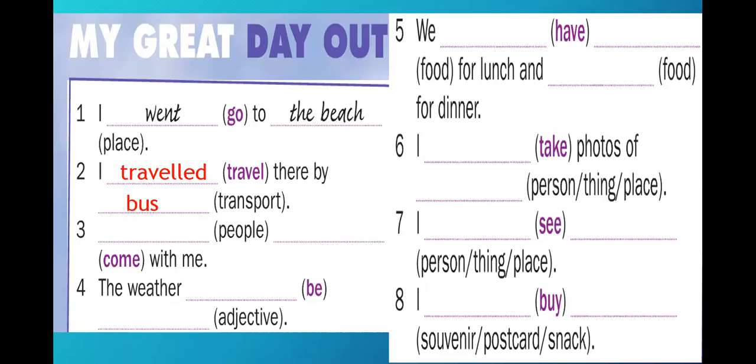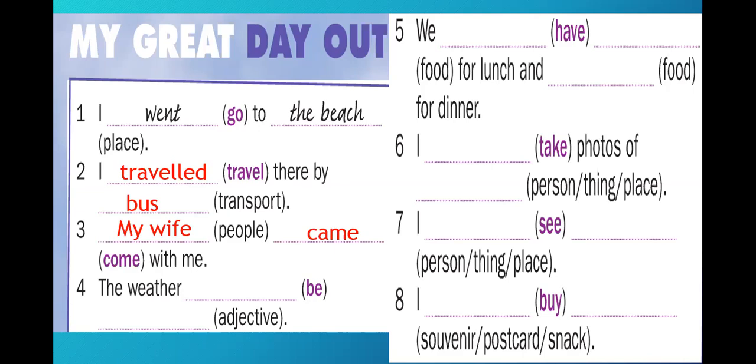in my case, bus. Okay, for this exercise, we're talking about my great day out. I am giving you some information about one of my vacations, which was very good, very fun, okay, and pleasant. Number 3, we're talking about people, so my wife, and then the past tense of come, came. That's irregular. My wife came with me.